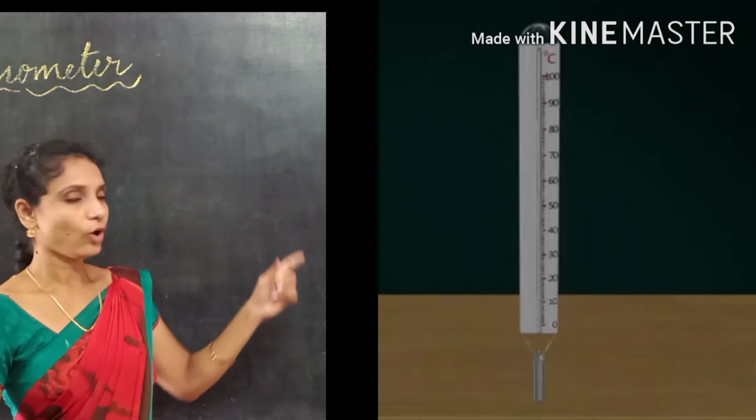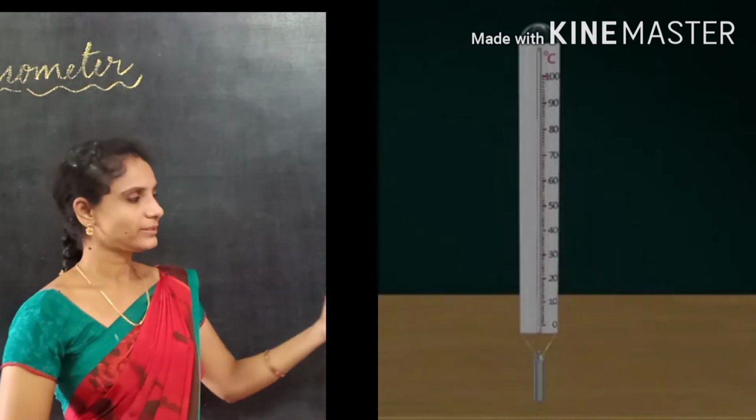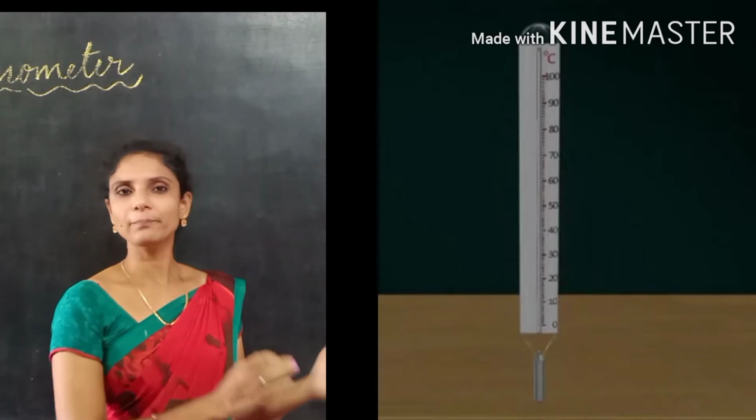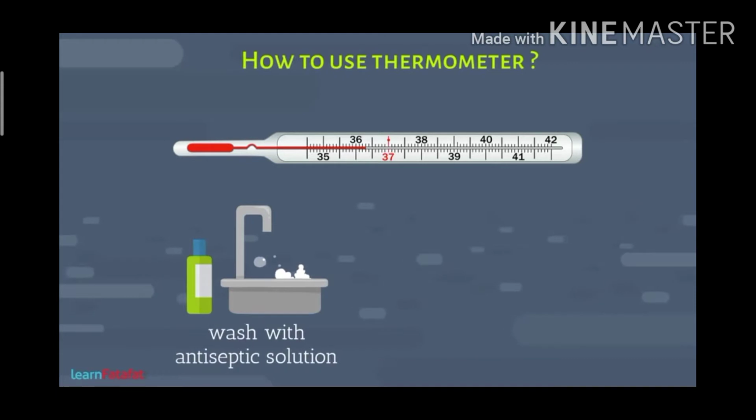Outside on the glass tube we can see the readings. These readings indicate the temperature of a particular object. Functioning of the thermometer: how to use a thermometer? Before using the thermometer, we must wash it with antiseptic lotion and give some jerks to bring back the level of mercury.